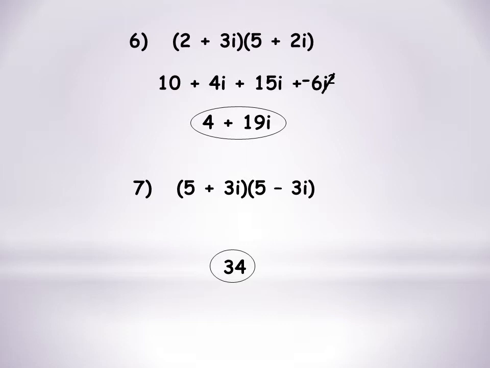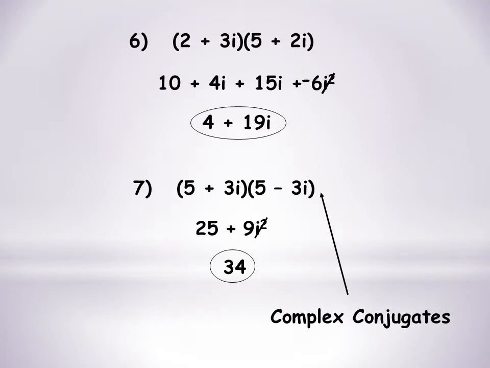All right, this next one here is a little bit interesting. 5 plus 3i and 5 minus 3i. Those are the same numbers, just different signs in the middle. Those are actually called complex conjugates. When you multiply those together, the middle terms actually end up dropping out, and you'll have 25 minus 9i squared. The i squared is a negative 1, so it'll be 25 plus 9 for a 34. And again, these are called complex conjugates. They are parentheses that have the same numbers.